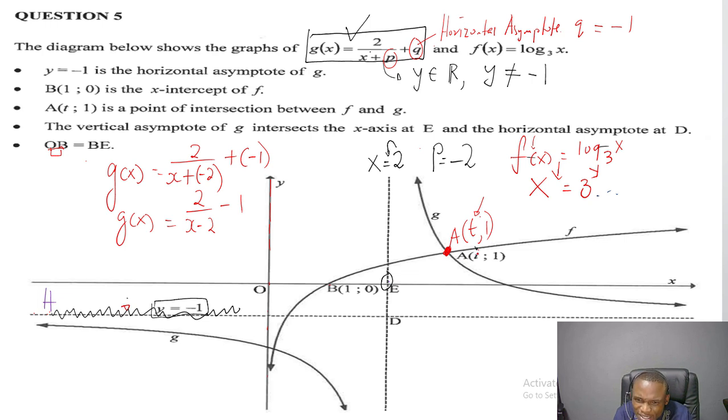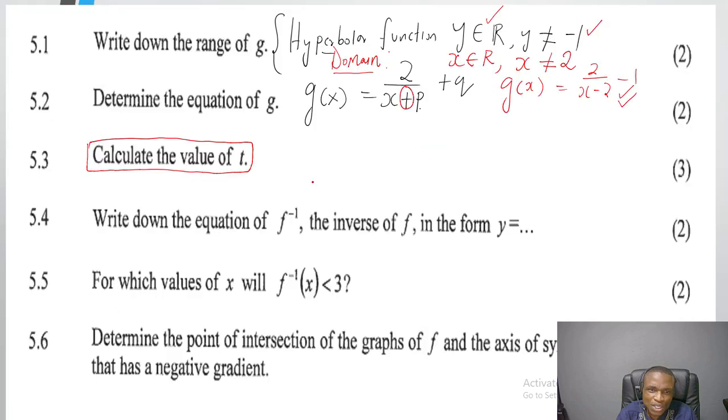And I'm told that at a, x is t, y is 1. So I can find the x coordinate by substituting y with 1. So x equals 3, y I'm going to substitute with 1. So x equals 3 to the exponent 1, which is x equals 3. So the coordinate of a is (3, 1). It means t is 3. So t is 3. We were answering this question here.